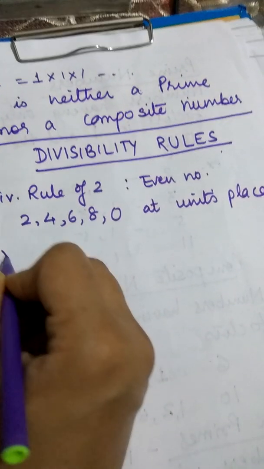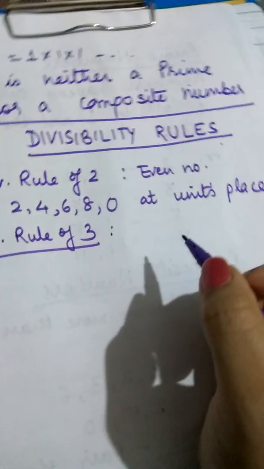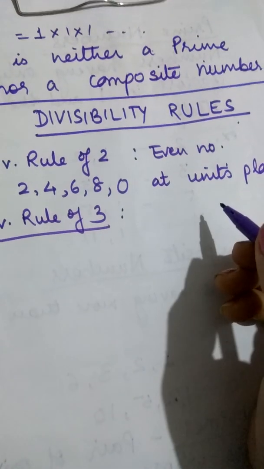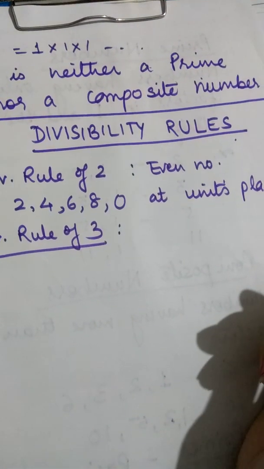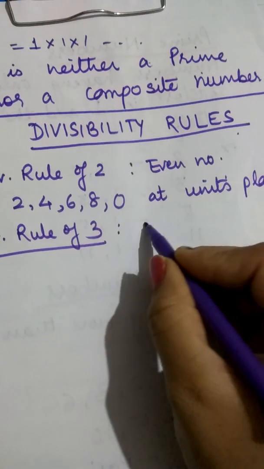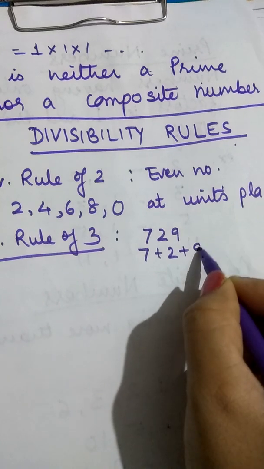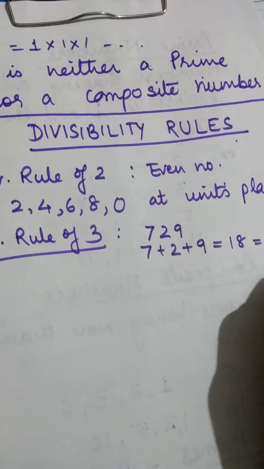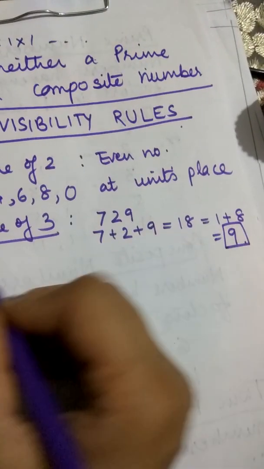Now the divisibility test for 3. When we are given a number and we want to check whether it is divisible by 3, we have to add its digits. If the sum is divisible by 3, then the whole number will be divisible by 3. Like suppose I take 729. Let me add the digits. This comes out to be 18. 1 and 8, I will add further and I will get 9. Yes, 9 is divisible by 3.